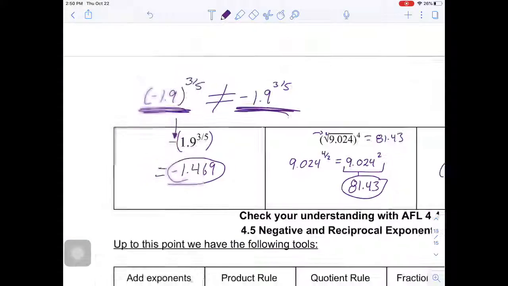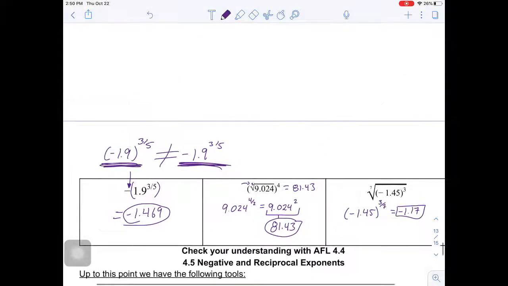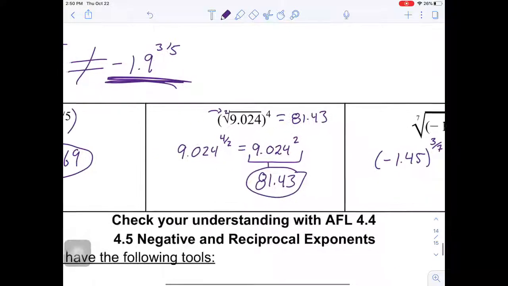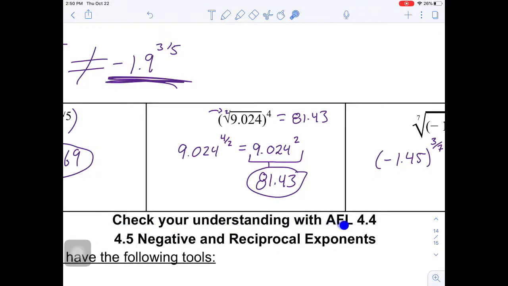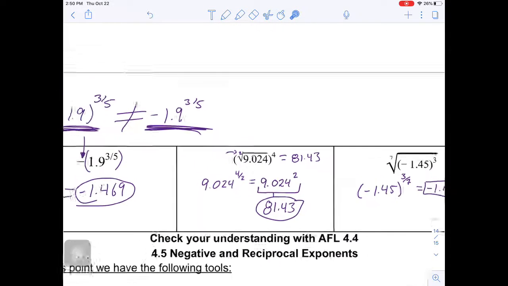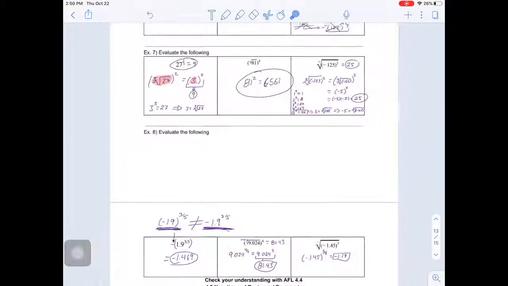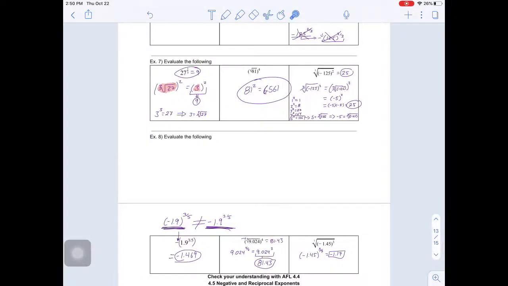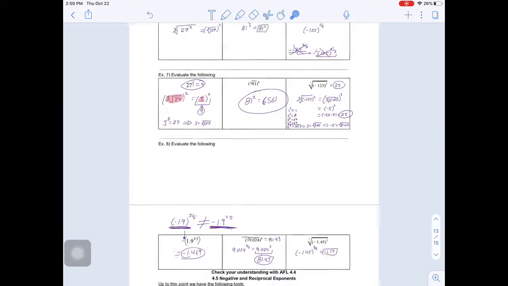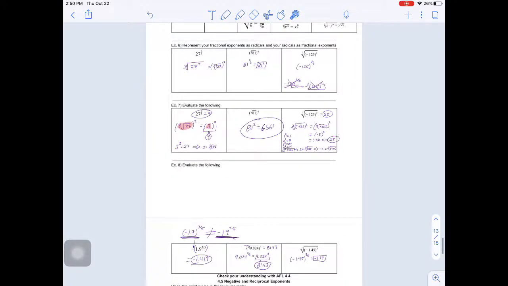Okay, so that is the end of chapter 4.4. If you could go check your understanding with AFL 4.4, that would be great. If you need to come in and ask questions, please do so. Ask tons and tons of questions, as this is when math starts getting a little difficult. Okay, this is when Math 10C starts to feel a little hard for some people. Other than that, have a good day.